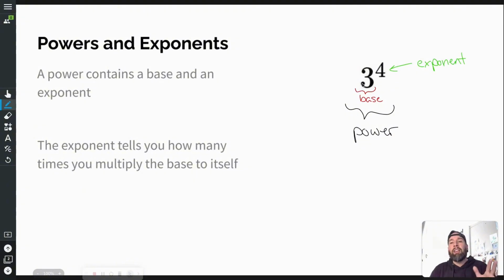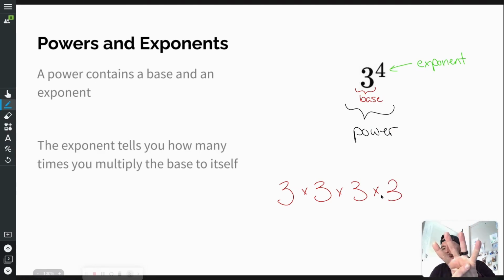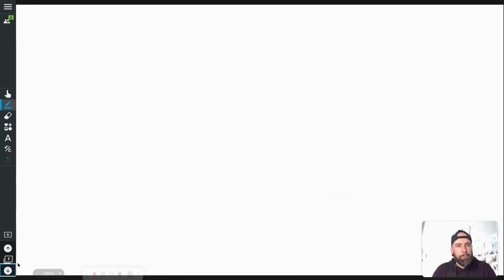So, you read this as 3 to the 4th power. And since that's 3 to the 4th power, you're going to write out 3 times 3 times 3 times 3. That's 4 of them. What we just did is we expanded the power. This is called expanding. If we had to, we would do the actual math. We will eventually do stuff like that today. But right now, I just wanted to show you how you expand a power like that.